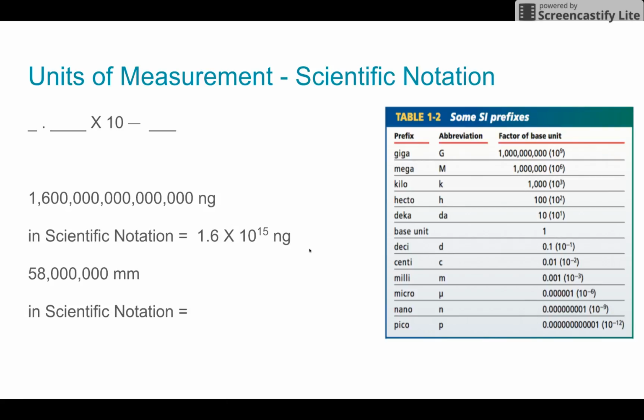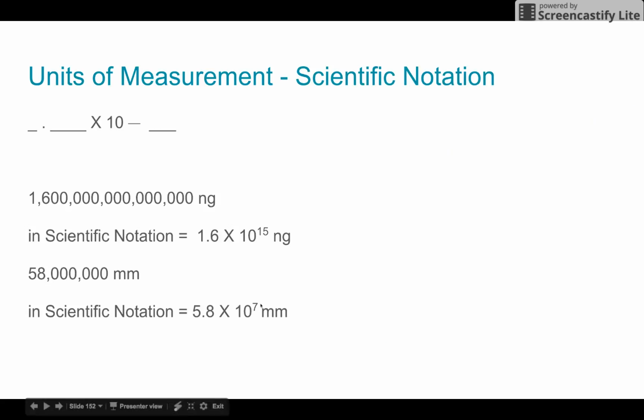Okay, so another example, 58 million, in scientific notation. How do we figure that out? We say, okay, the decimal's here normally. We want it to be after the 5. Again, we want to have one number in front of the decimal. So we're going to move it 1, 2, 3, 4, 5, 6, 7 places. So again, it's a big number. It's going to be 5.8 times 10 to the 7.